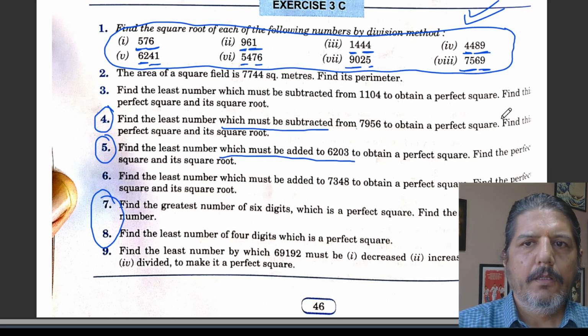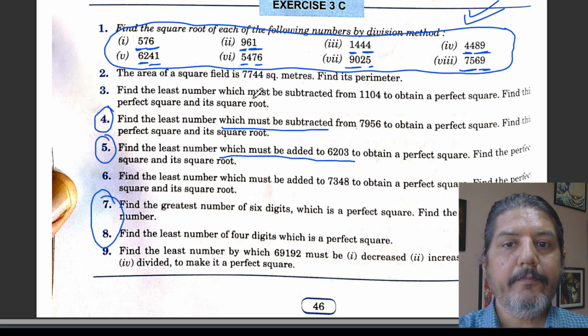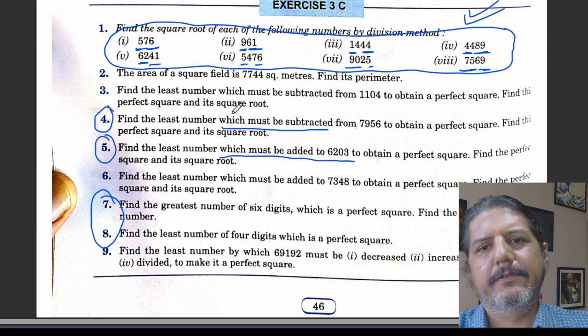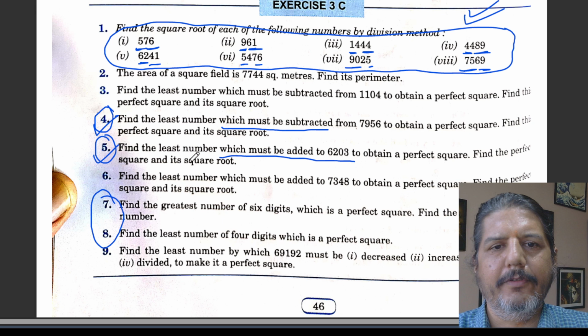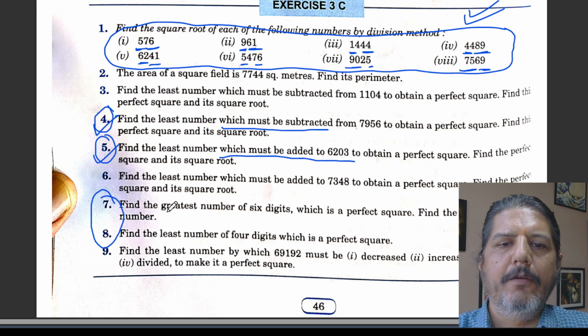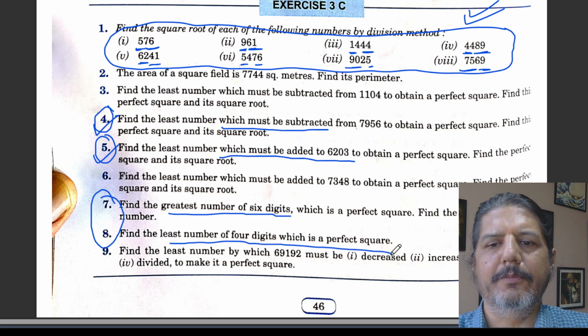And in the same exercise, when these questions are done, then questions like these are also asked. Find the least number which must be subtracted, find the least number which must be added, find the greatest number of 6 digits which is a perfect square, find the least number of 4 digits which is a perfect square.